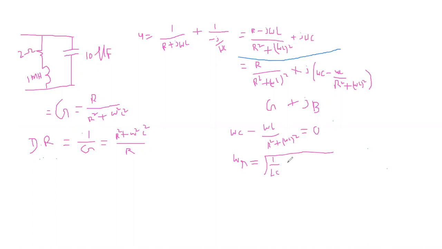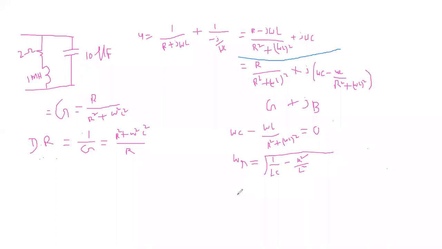Already derived in last class for the tank circuit: 1 by LC minus R square by L square. Then simplify, equal to jC omega, R terms on one side, remaining terms on the other side. Finally we'll get square root of 1 by LC minus R square by L square. This is the formula for omega r.